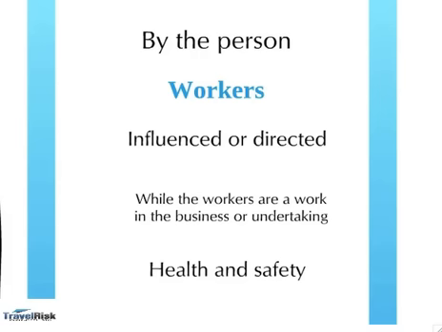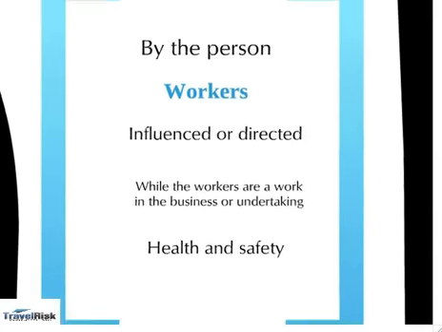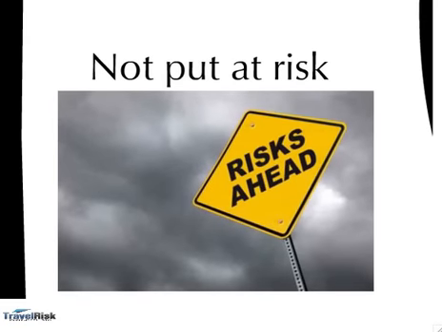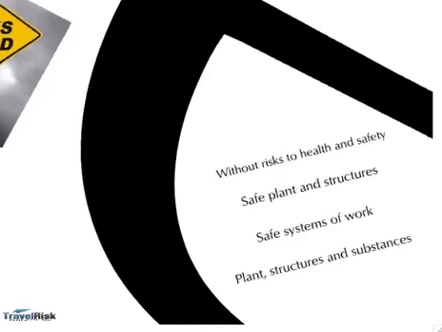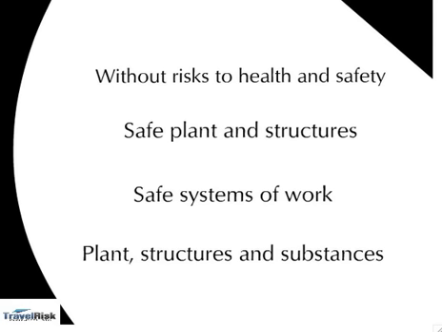And a PCBU must also ensure, so far as reasonably practicable, that the health and safety of other persons is not put at risk from work carried out as part of the conduct of the business or undertaking. And a PCBU must ensure, so far as reasonably practicable, the provision and maintenance of work environments without risk to health and safety, and the provision and maintenance of safe plant and structures, and the provision and maintenance of safe systems of work, and the safe use, handling and storage of plant, structures and substances.